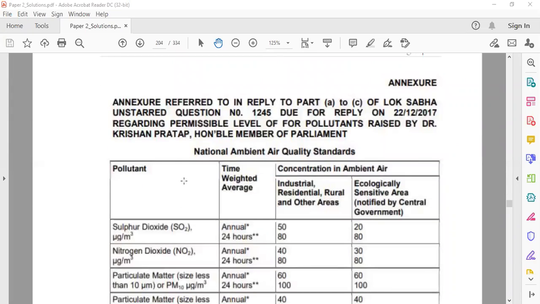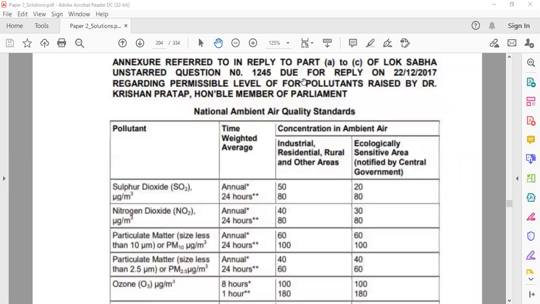Yeah. So this is the table given by CPCB with respect to different areas. So you need to target these areas. Here they mention concentration in ambient air with specific respect to the areas. I will be highlighting those areas. So if they ask you industrial, residential and rural and other areas, and specifically they have made a column for ecologically sensitive areas, which is notified by central government. And in this question specifically they have asked about ecologically sensitive area.